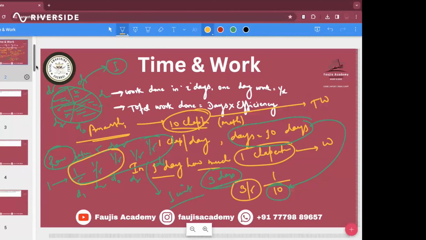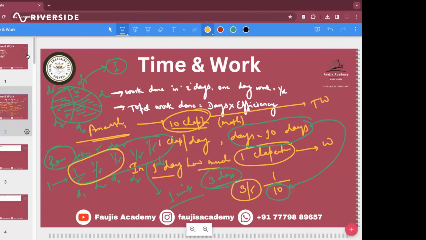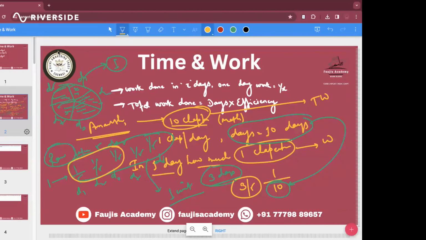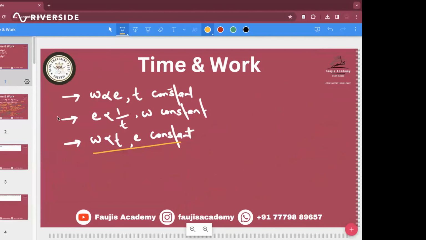Guys, shall we move? This is the only concept we have in time and work. That's it. For the rest of the concepts, just make your mind a little bit supple. What I've told you, be a little bit unorthodox in your approach, and we'll see the questions. Shall we move to the questions? Or if anybody has any doubt, please speak.